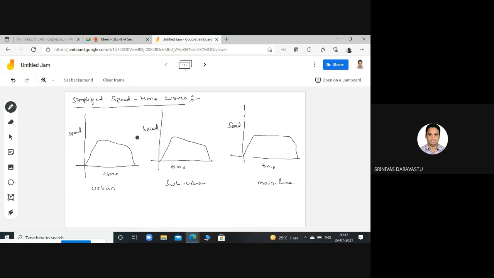Now we can simplify the speed time curves. Generally the speed time curve of suburban services can be replaced by an equivalent simplified quadrilateral shape. Now this is a quadrilateral. We can simplify the urban services, and we will get the quadrilateral speed time curve. Similarly, this also will get the quadrilateral speed time curve.